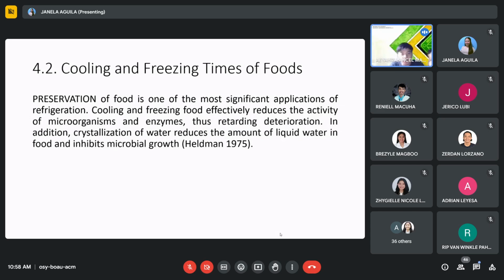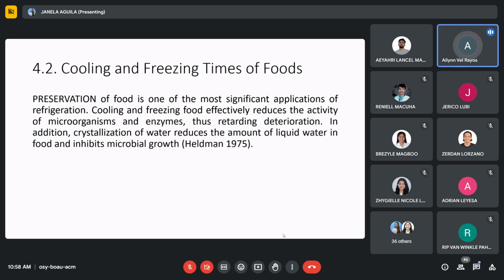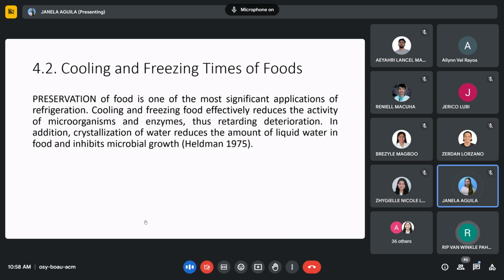So, 4.2, cooling and freezing times of food. Pakinig ba? Hello? Yes po, ma'am. Okay, so wait lang.